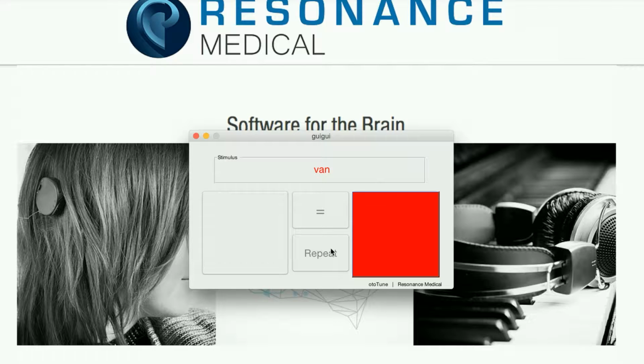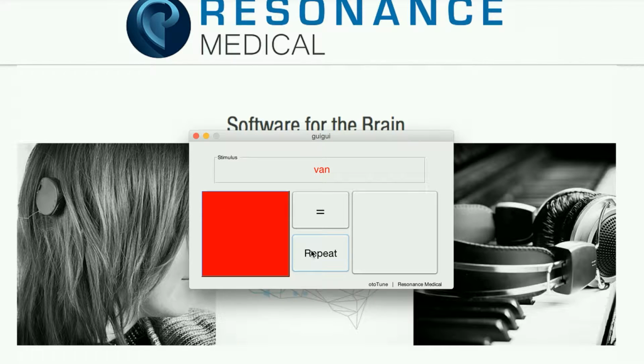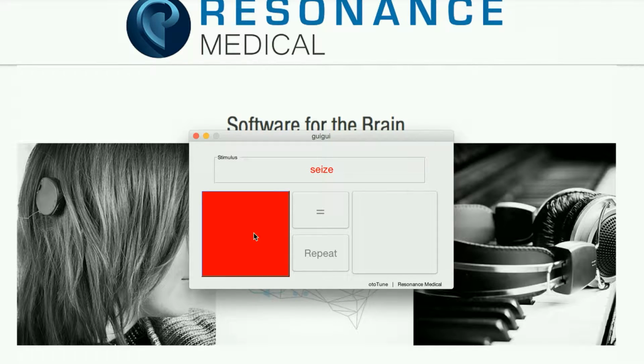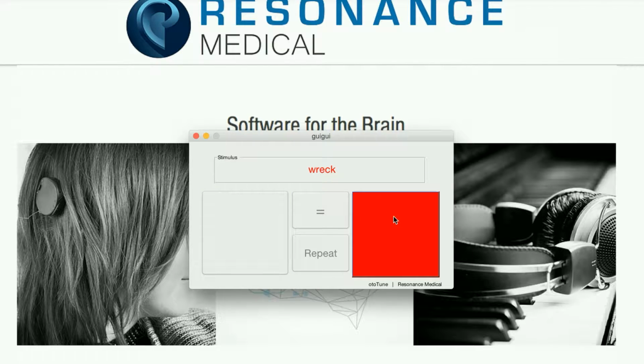Van, van. Okay, we can repeat it. Van, van. All right, this one's maybe a little bit better. Dead, dead. I like this one more. Seize, seize. Definitely this one. Wreck, wreck. I like this one.